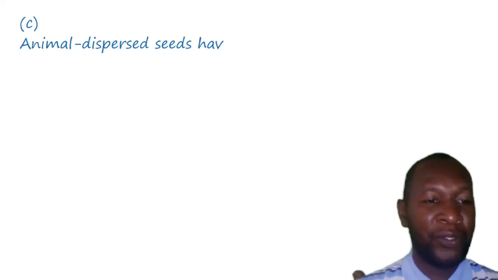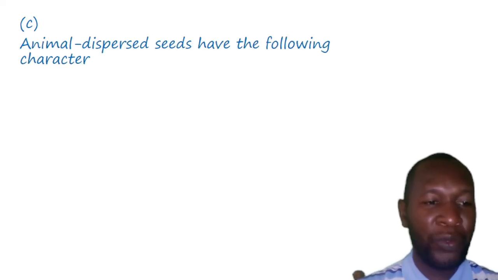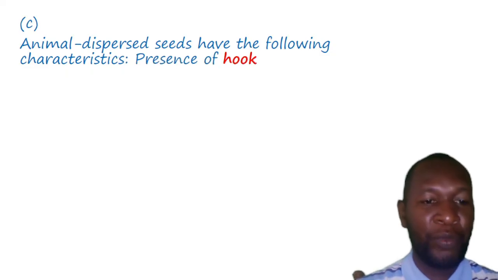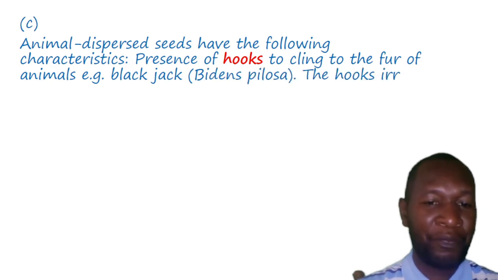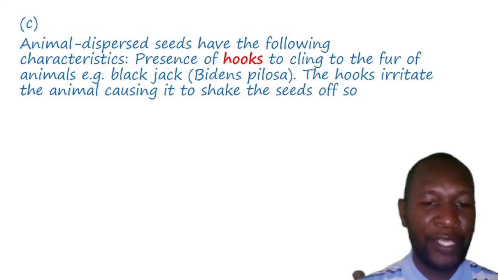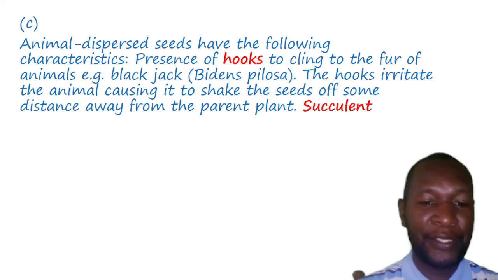Part C. Animal dispersed seeds have the following characteristics: presence of hooks to cling to the fur of animals, for example, blackjack. The hooks irritate the animal, causing it to shake the seeds off some distance away from the parent.